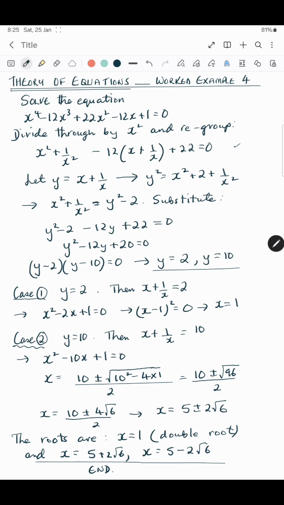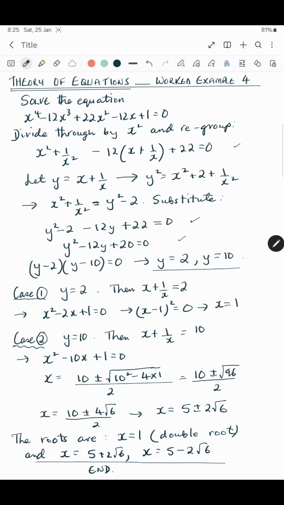We now substitute all this back into the regrouped equation, and what we will get is y squared minus 2 minus 12y plus 22 equals 0, which comes to y squared minus 12y plus 20 equals 0. So we're down to here. And that factorizes as y minus 2, y minus 10 equals 0. And so y is 2 or y is 10.